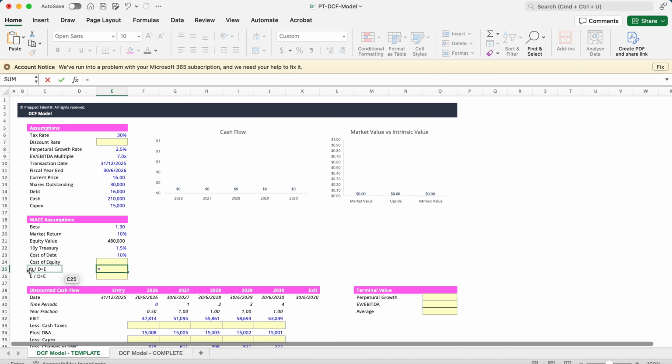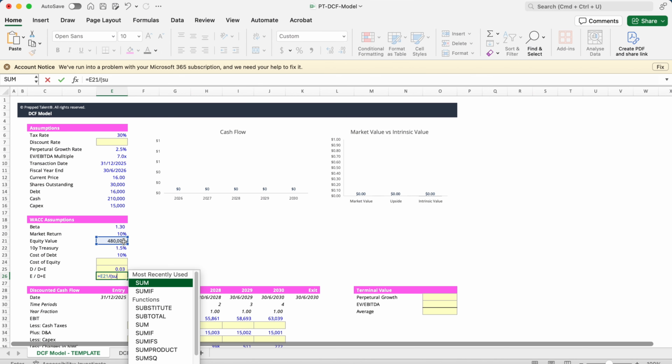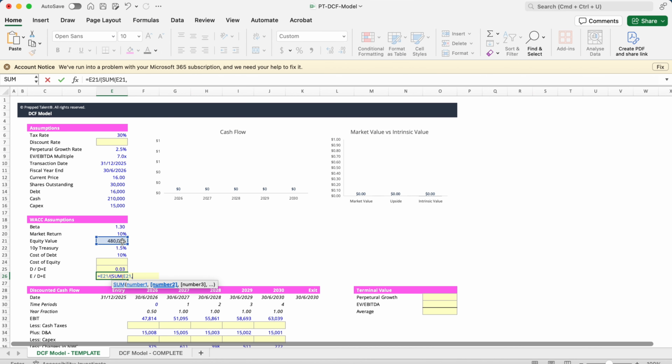So in this case, we've got D on top of D plus E. So the debt is up here. We want to put that on top of the equity and the debt. So very small. Then we want to do the same thing for equity, which is just the reverse. So we put the equity on top of the sum of the equity and the debt.